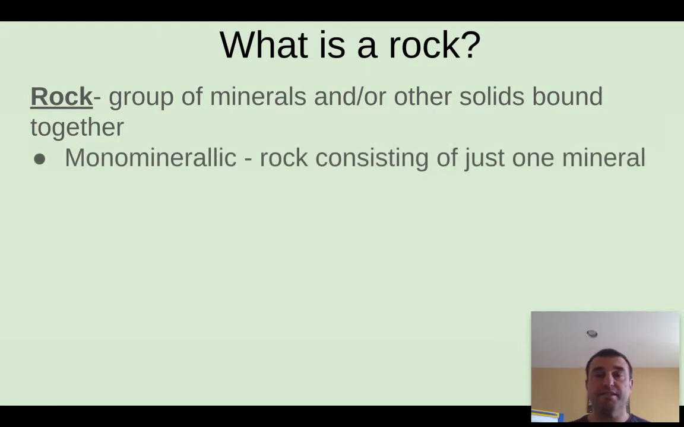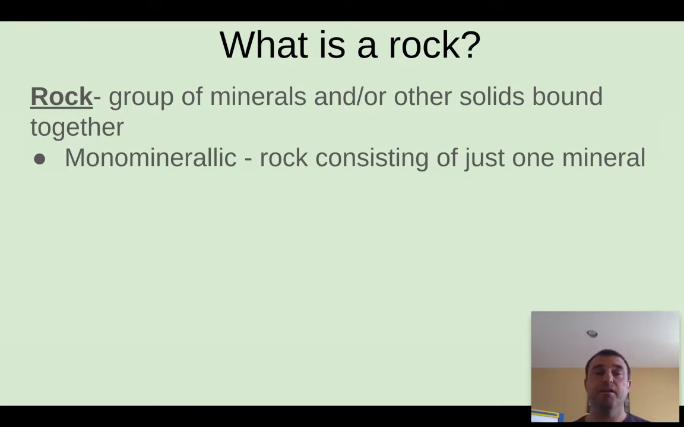If the rock consists of just one mineral, we call that monomineralic. And the prefix mono means one. So that literally means one mineral rock. All right. An example of a rock like that is rock salt. So rock salt is a rock made up of thousands of little salt crystals or salt minerals stuck together. So it's only one mineral that makes up the entire rock. It's one mineral, but thousands of that same mineral.